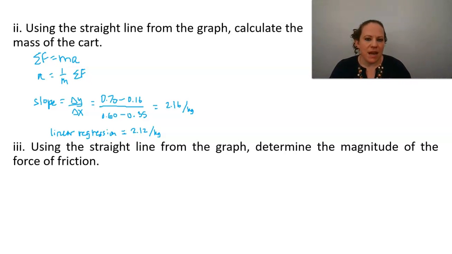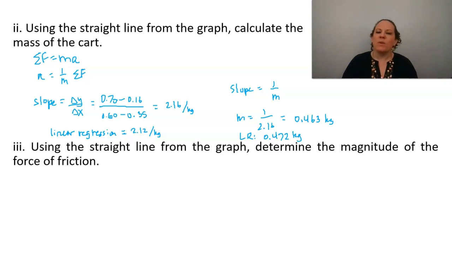So now we need to be able to say that the slope is equal to 1 over m. So that means that m will be equal to 1 over my slope, and my slope was 2.16. So I'm going to get 0.463 kilograms. And likewise, with a linear regression, you would get a mass of 0.472 kilograms. So not that far off.